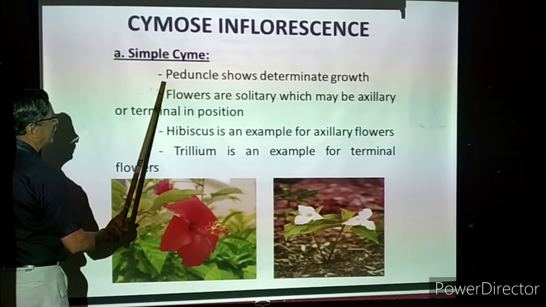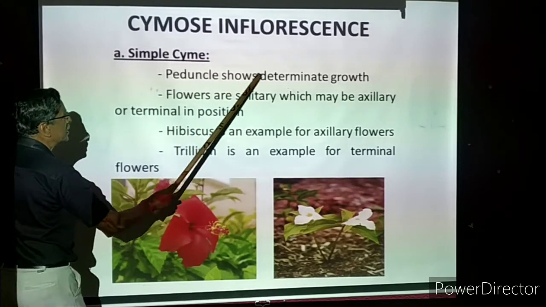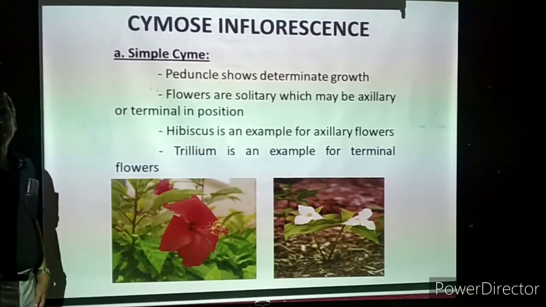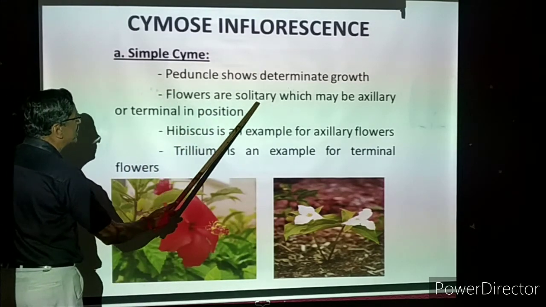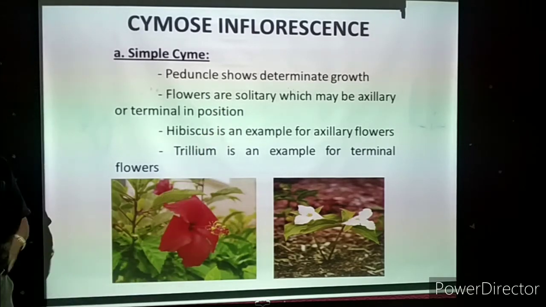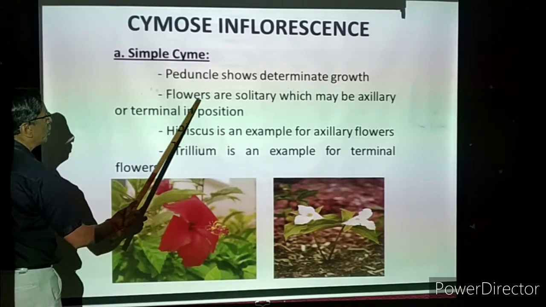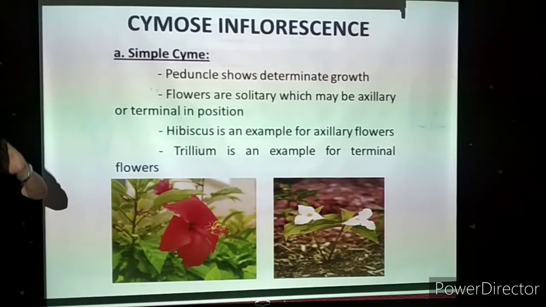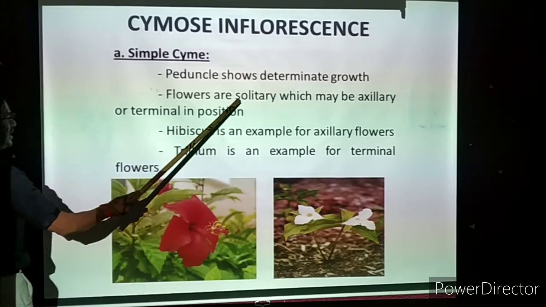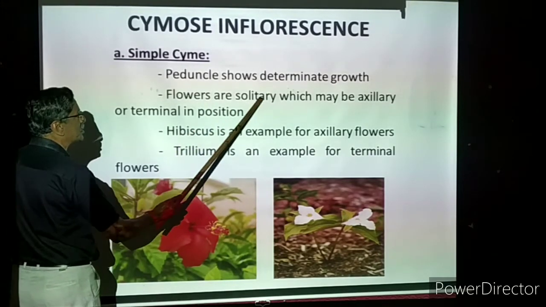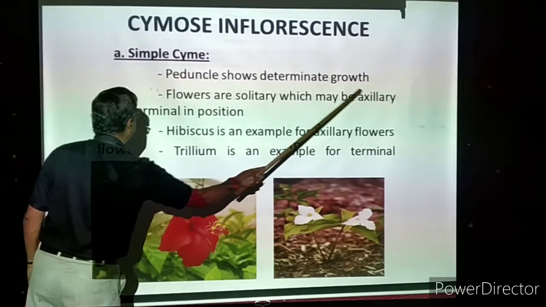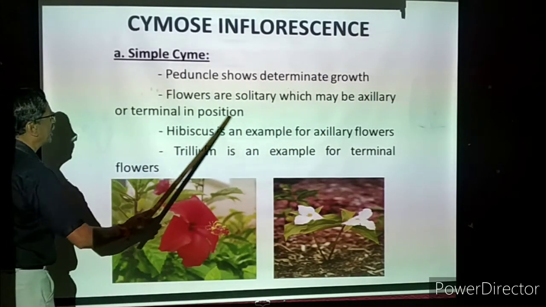The peduncle, that is the inflorescence stalk, shows determinate growth. That means limited growth. After that, the growth will be completely stopped. Flowers are solitary. That means the flowers are not present in bunch. Normally bunches means 3, 4, 5, 10, 15, 20, 30 like that. But they are not present in bunch. Only a single flower will be there everywhere throughout the plant. Such single individual flowers we can call solitary flowers. Flowers are solitary, which may be axillary in position or terminal in position.